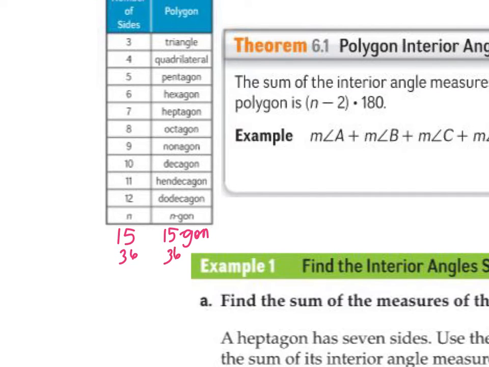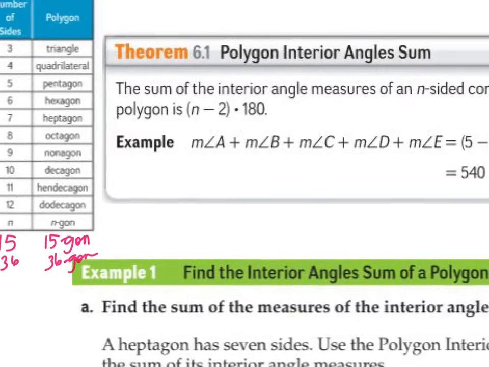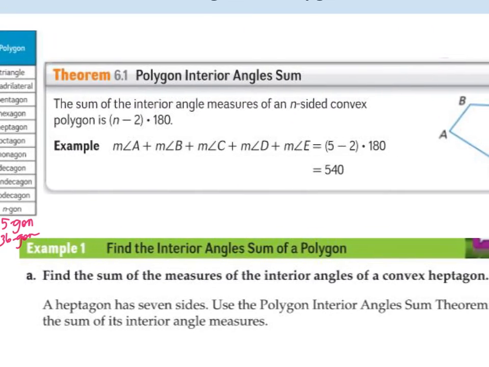36, 36-gon, okay? So if you at some point get stuck on which polygon is which, you can look at this little cheat sheet or also Google. A nonagon is 9, because non is 9. So today we're going to be talking about two different theorems.